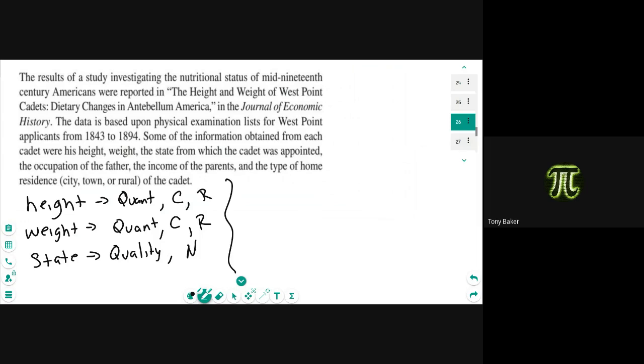Okay. So, what's the next one? Occupation of father. What's the type? Okay. Nominal or ordinal? Nominal. What's the next one?